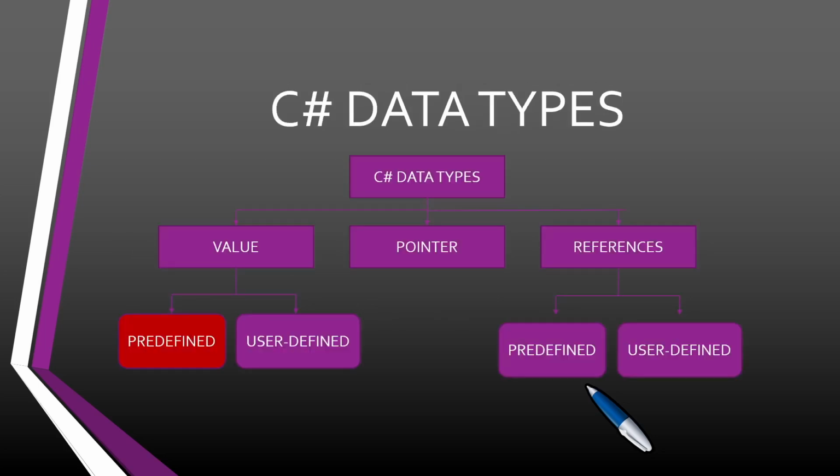Now in C#, there are three main categories of data types. The first one is the value data types, and we have the predefined or built-in and then the user-defined. And then we also have the pointer and reference data types. The pointer and references we will talk about in a succeeding episode. But for now, in this episode, we will only tackle the basic one, which is the value data types, and specifically the predefined or built-in.